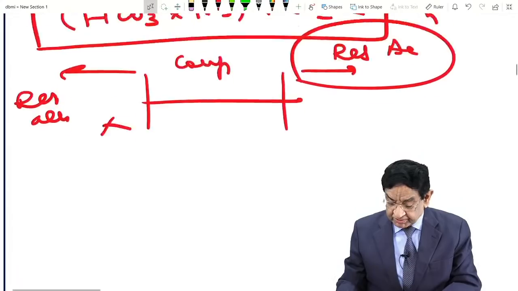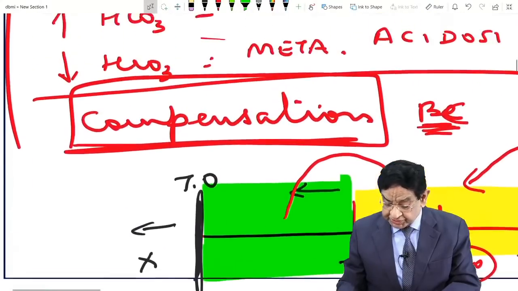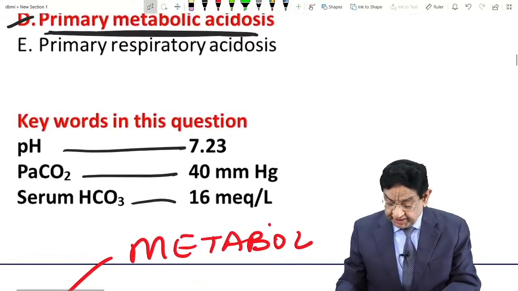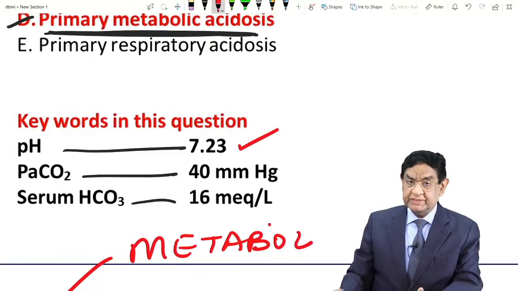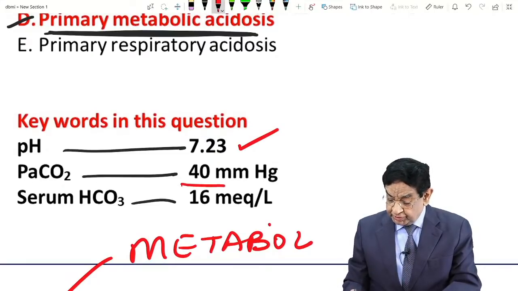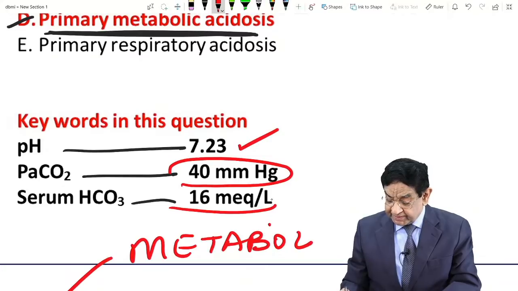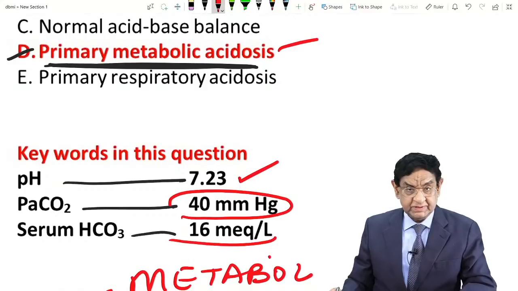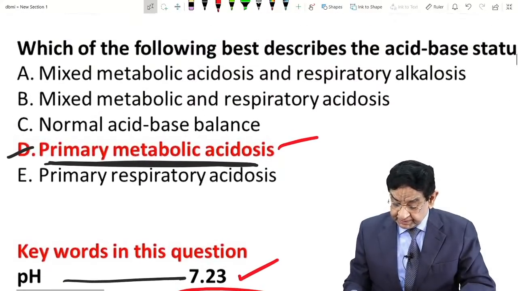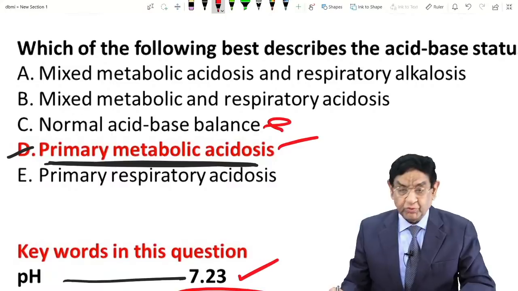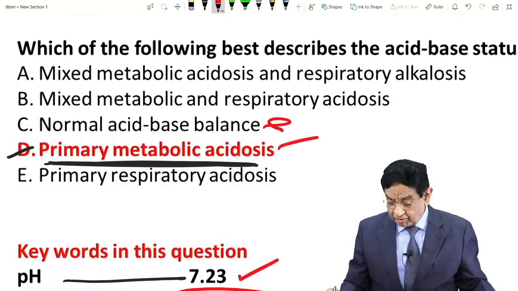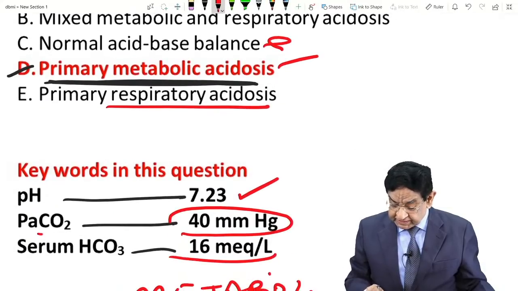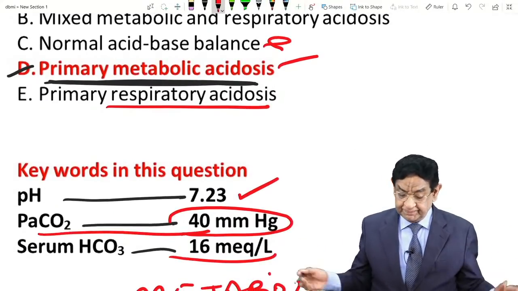With this background, we come back to our question. This is simple. We have a pH of 7.23, which is acidosis. CO2 is normal, and bicarb is 16. So it's a primary metabolic acidosis. Let's look into the other options. Is it normal acid-base? No way. Low pH cannot be normal. Is it respiratory acidosis? No way, because CO2 is normal.